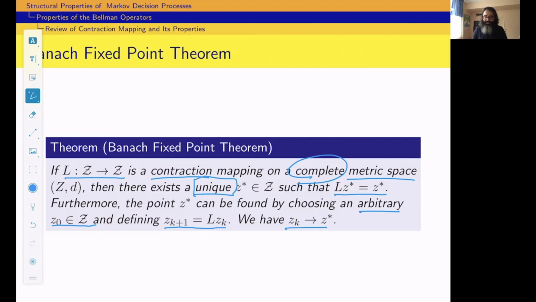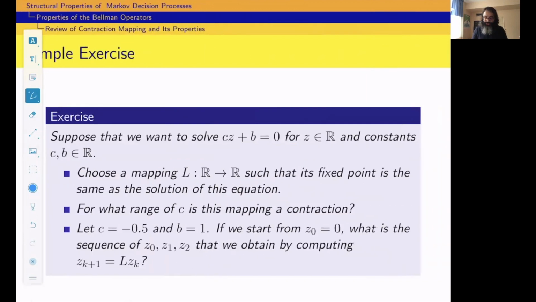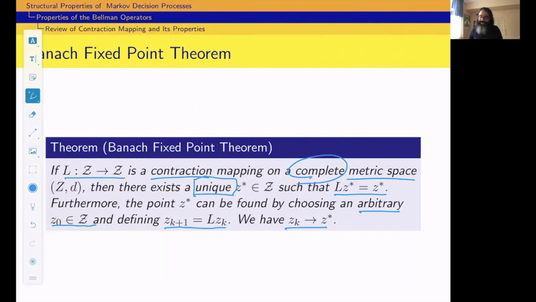So basically, you're probably seeing the connection. I'm going to talk about how the Bellman operator is an operator which is a contraction. We are going to prove it. And then using this Banach fixed point theorem, we see that the solution would be unique because the Bellman operator is a contraction mapping, but we have to prove it. And then we also get an algorithm to find the solution to the Bellman equation.